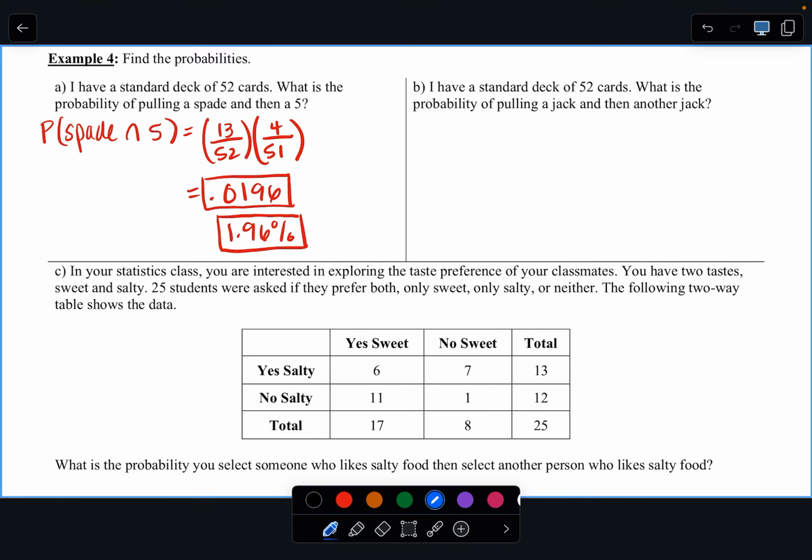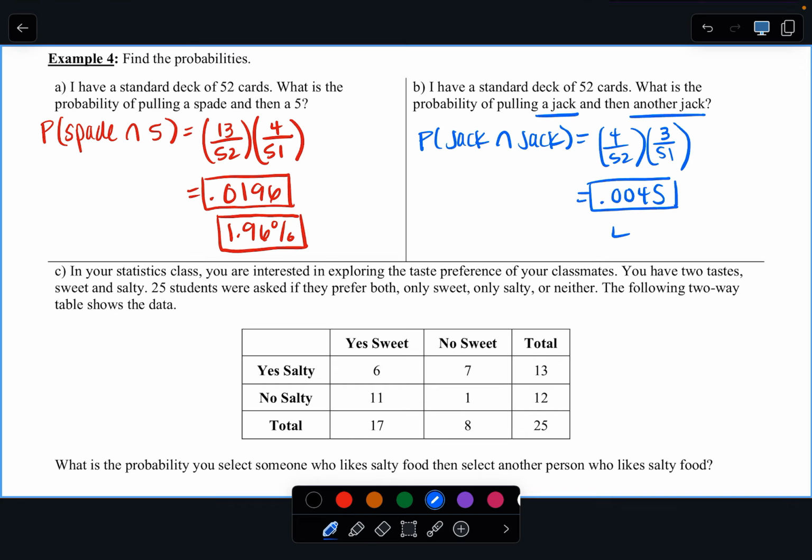We have the probability of pulling a jack and then another jack. So the probability of jack and jack. So there are 4 jacks in a deck of cards. Yes, the same exact thing. If I pull one card out, that's going to reduce the denominator by 1. But you also have to think, if you're pulling the same card out in a row, that's also going to decrease the numerator. So the numerator is now going to be 3 out of 51. And so that's going to be 0.0045, which is 0.45%.